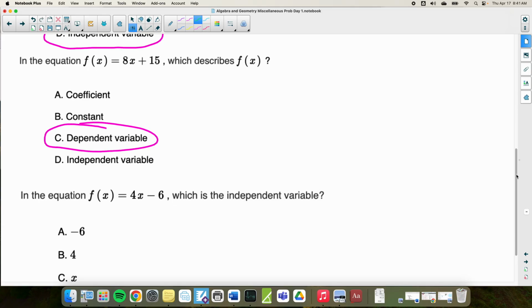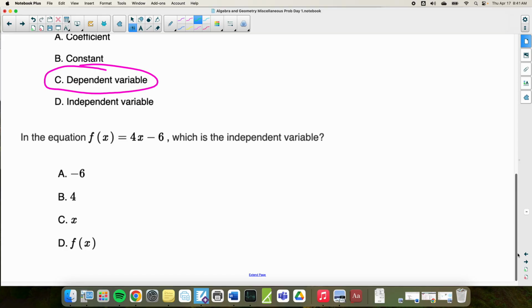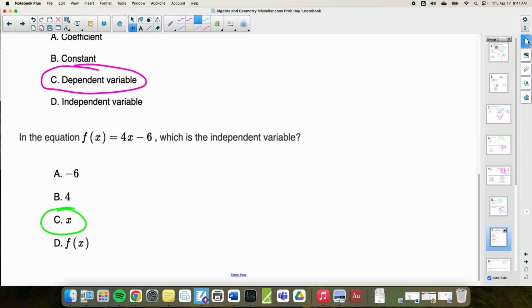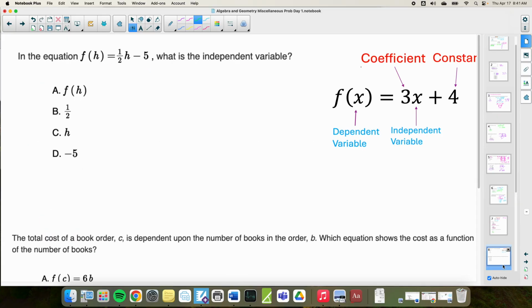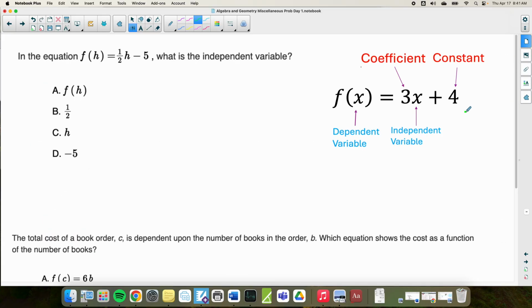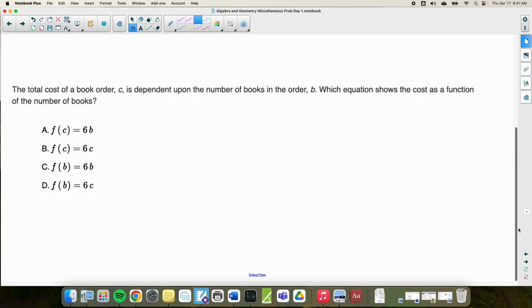Then it says in this one, which is the independent variable? X or f of x? X, yes. Very good. Then if we go here, we're going to do a couple more like this. Which is the independent variable? It's h. Okay, independent is the x or the h.